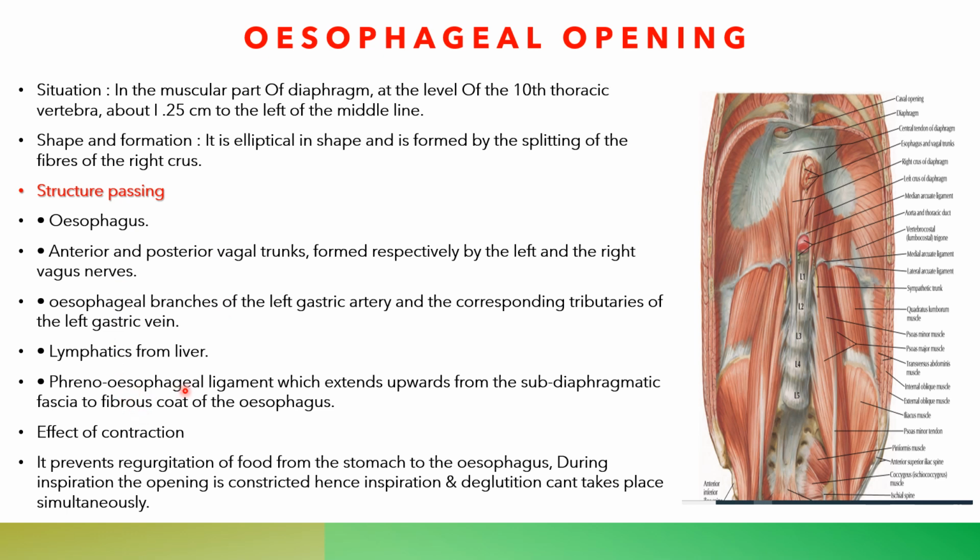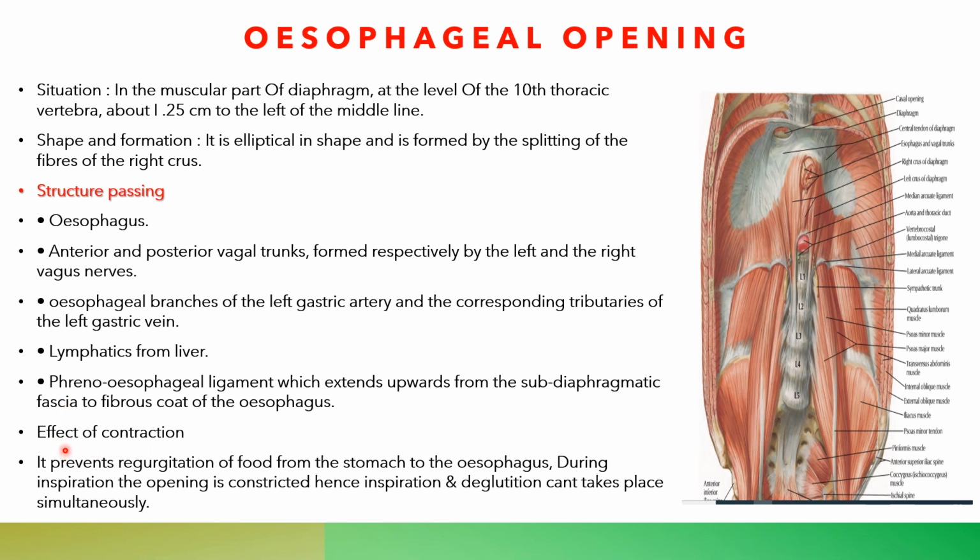Now, phrenoesophageal ligament extends upwards from the subdiaphragmatic fascia to fibrous coat of the esophagus.